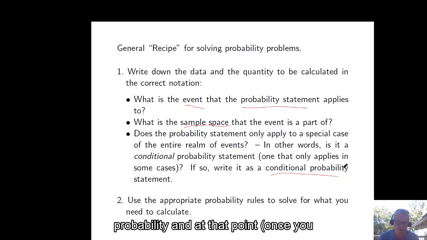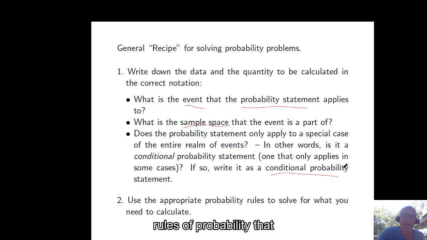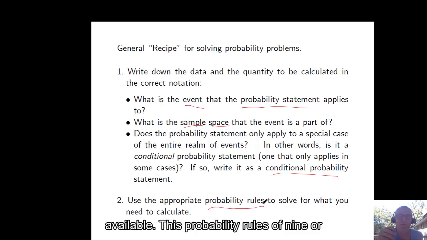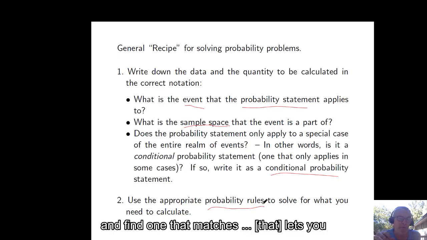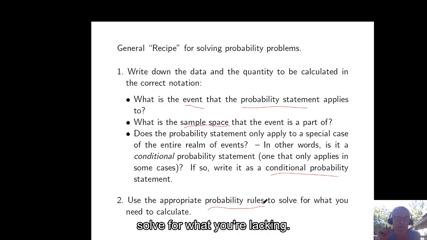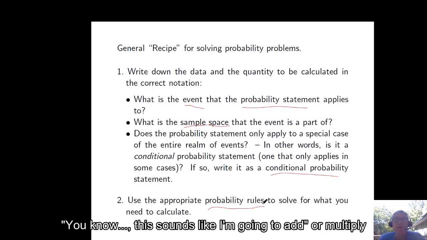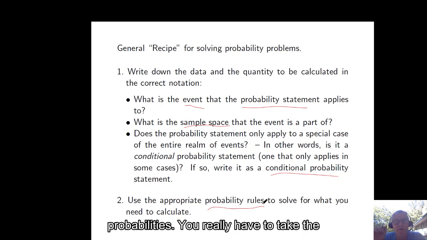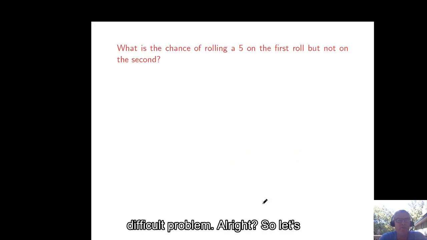And at that point, once you have things expressed, then you can look at those rules of probability that are available, those probability rules, 9 or 10 rules on Canvas, and find one that matches, lets you solve for what you're lacking. But it's important to concentrate on not getting ahead of yourself and saying, oh, this sounds like I'm going to add or multiply probabilities. You really have to take the time to denote things correctly, or you'll get yourself confused in a difficult problem.